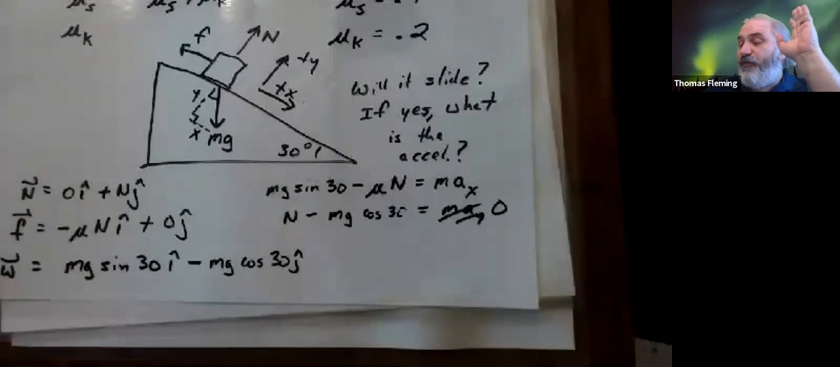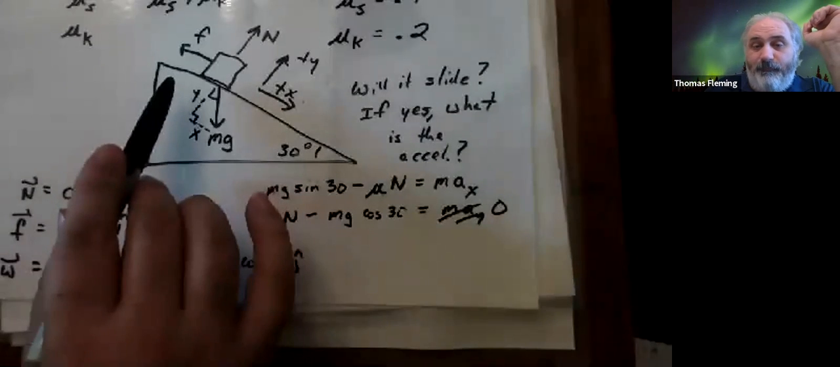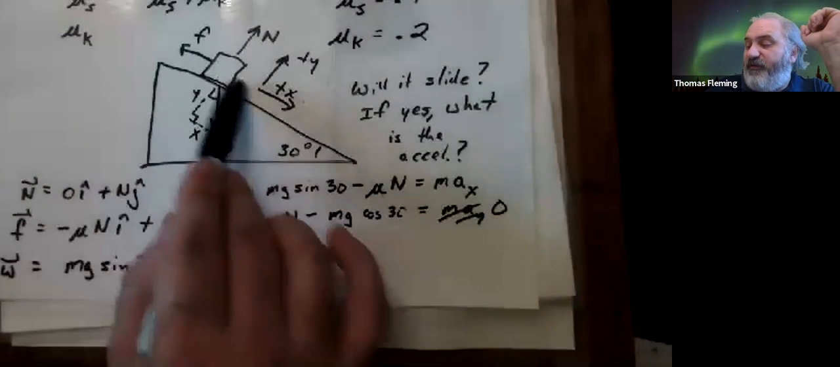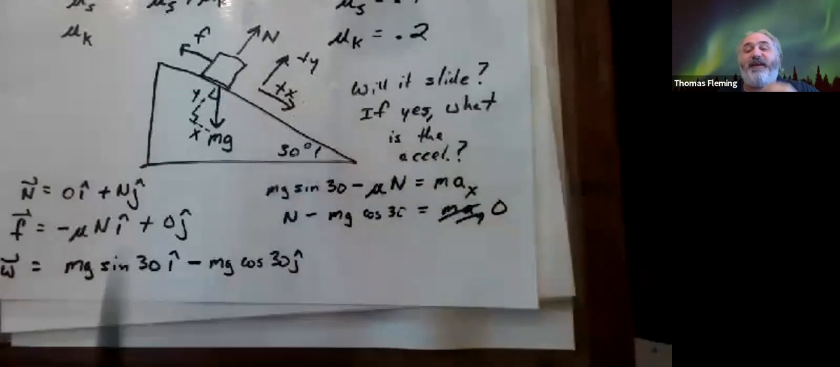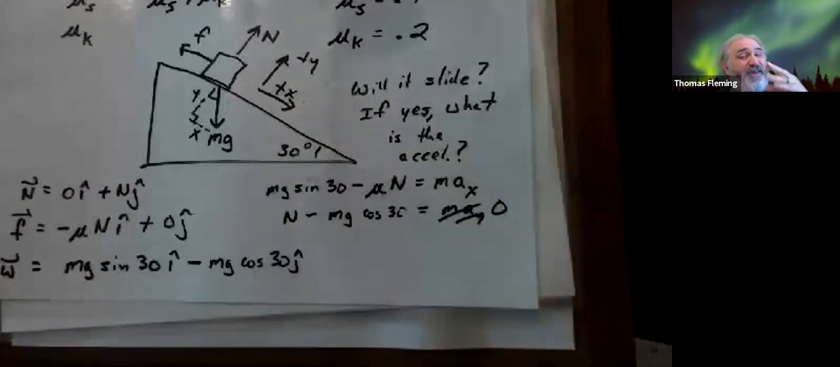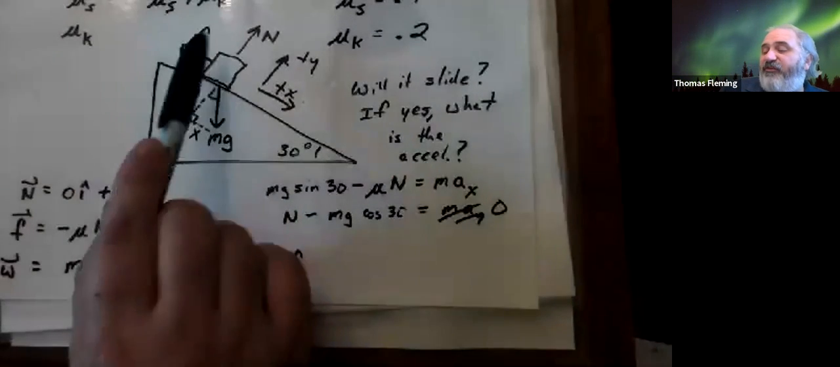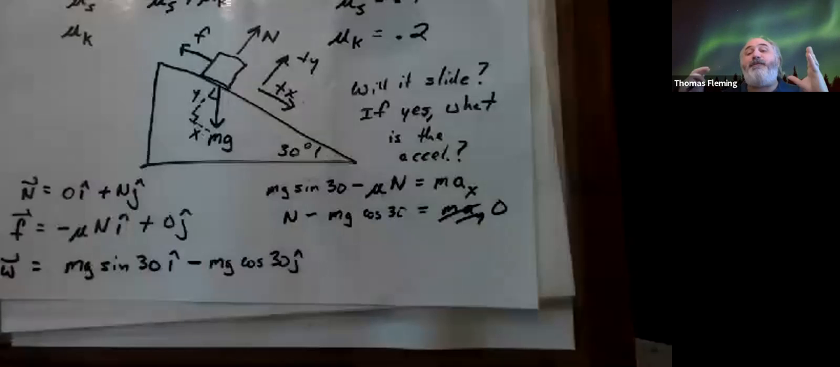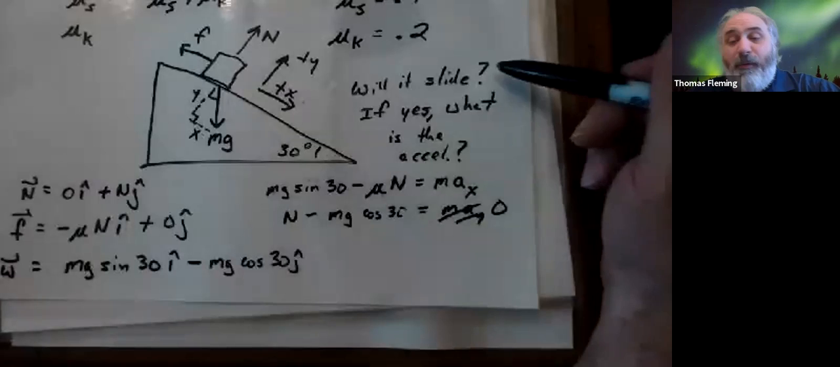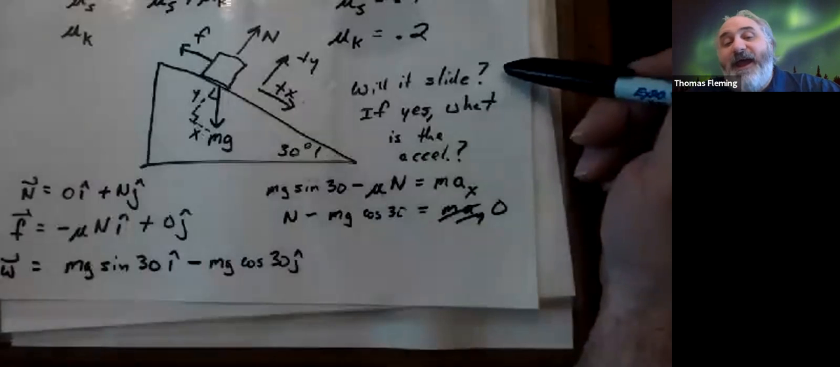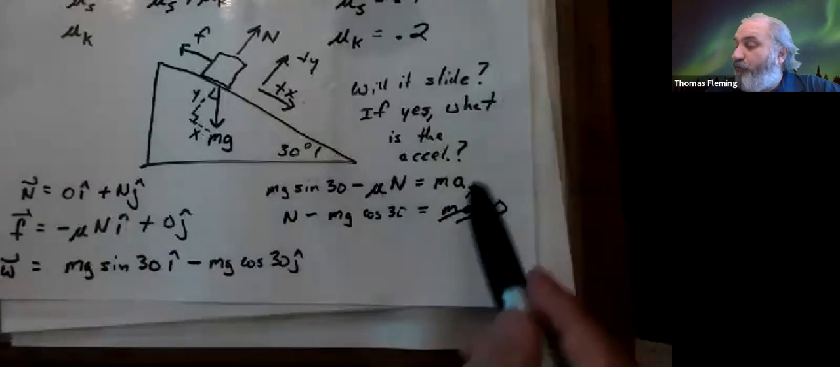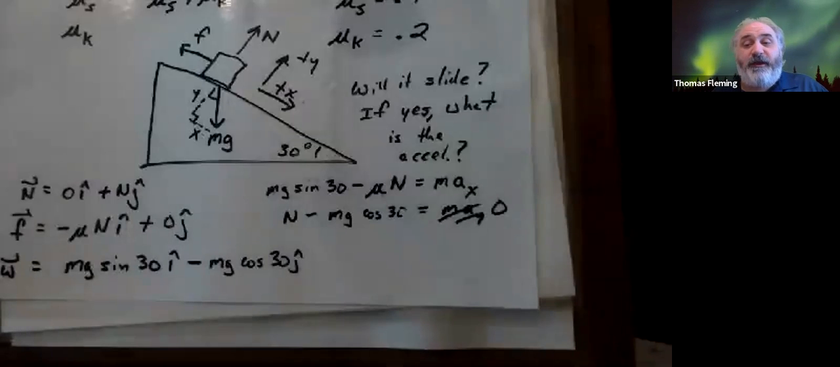So for this problem, if I get a positive acceleration, it's going to slide. If I get an acceleration of 0 or anything negative, that's going to suggest that the friction is strong enough to keep it from moving and it won't slide. So to answer the first part of this question, all I'm going to have to do is solve for the acceleration and see whether it's positive or negative.